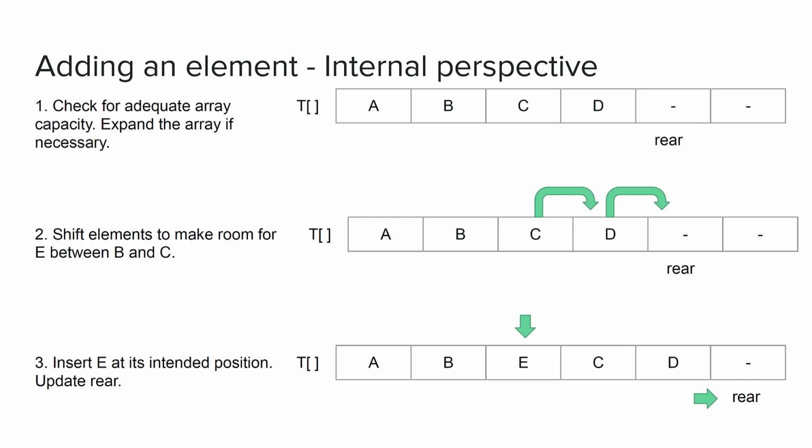I also need to find the element in the list, so I don't just automatically know where this element is. So I would have to locate the B, and then I would have to shift all of the elements that follow B back by one index position to make room for me to insert the new element E after the B. So all elements following B have to be shifted backwards. Then I can finally insert the E at its intended position and update my rear variable so that I know where the new end of the list is.